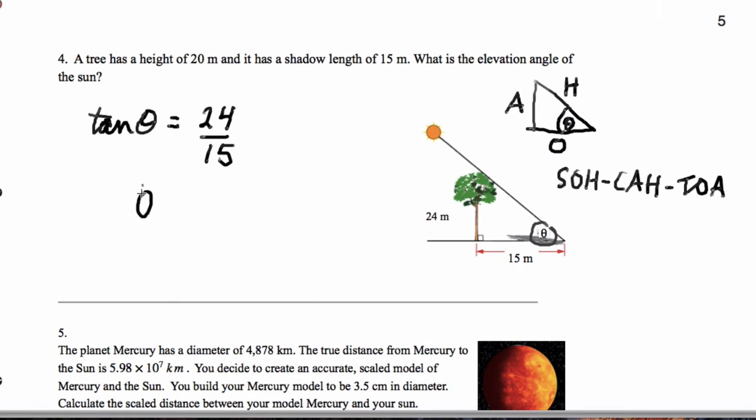Now, to get theta, what I'm going to do is take the inverse tangent, or the arctangent, of 24 over 15. And when I go ahead and do that, what I'll end up getting is about 58 degrees.